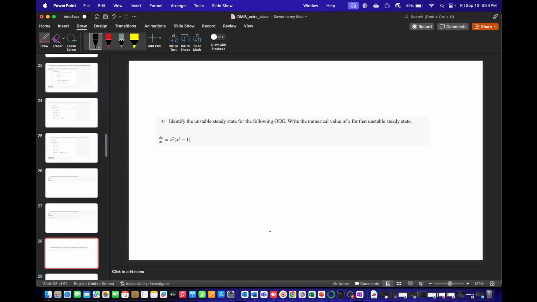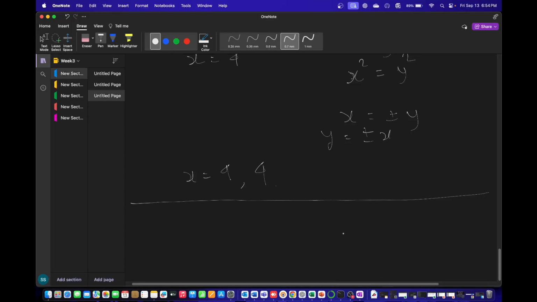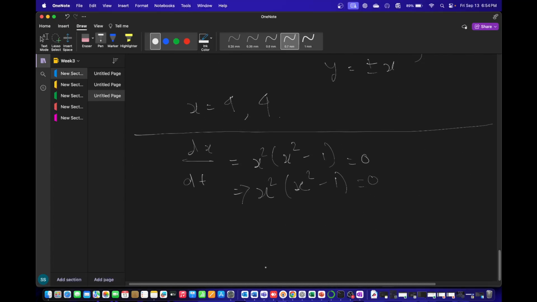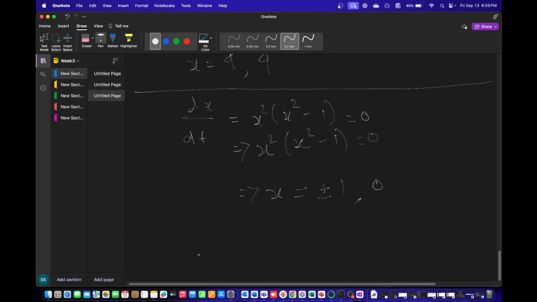So your equation is dx dt equal to x square into x square minus 1. For steady states, dx dt equal to 0, which means x square into x square minus 1 equal to 0. So you have x equal to plus minus 1 or 0. So there are three values of steady states.